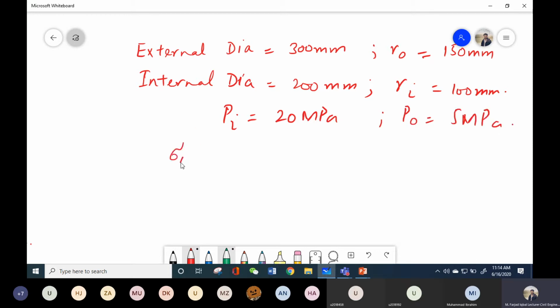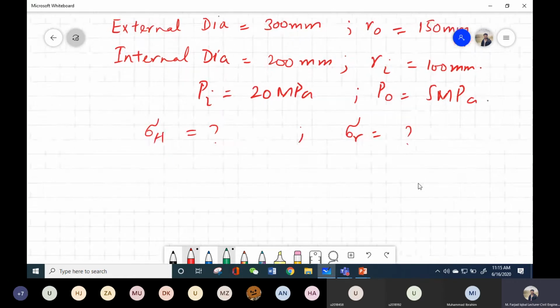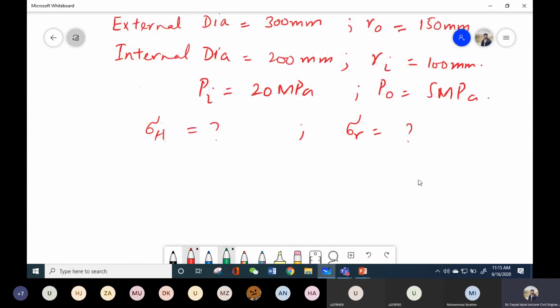And we need to figure out the maximum hoop stresses, the maximum radial stresses, and also we need to find out the variation, or to calculate the hoop and radial stresses at different points. So our original equation, or the original Lamé's equation, was something like this one: sigma R is equal to A minus B over R square. By the way, can any one of you tell me what is the radial stress in this question? Anyone?